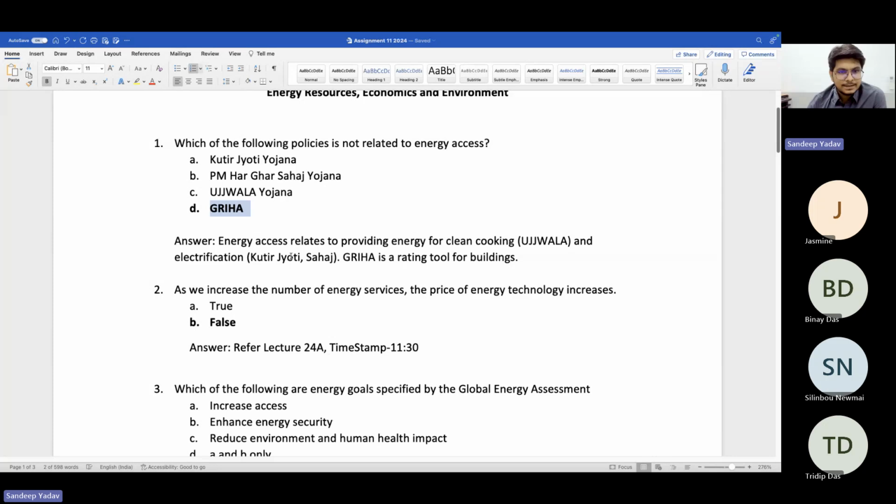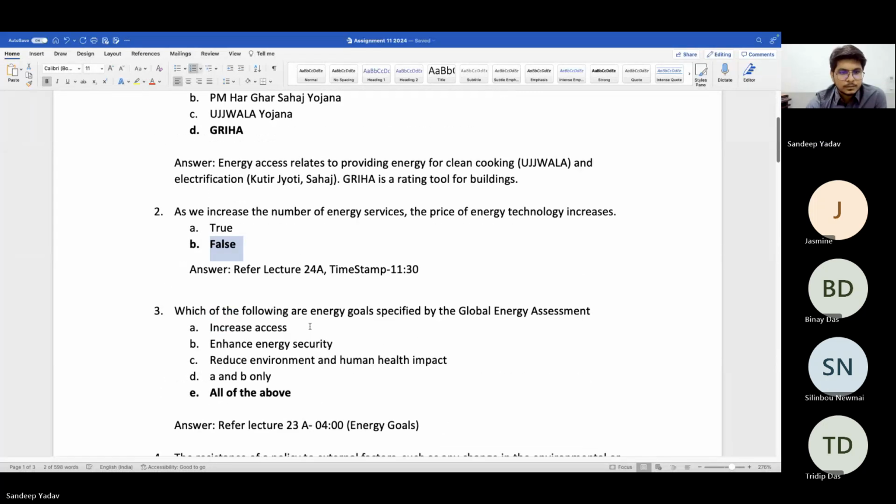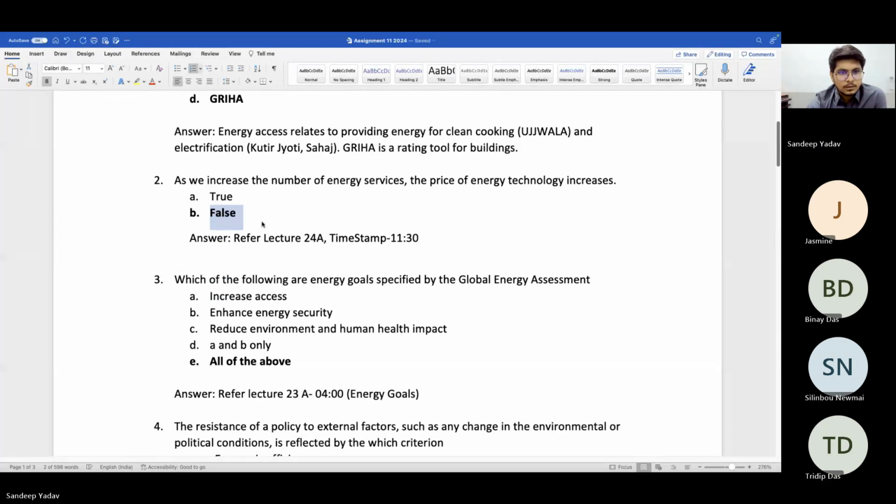Question number two: as we increase the number of energy services, does the price of energy technologies increase or decrease? As we increase the number of energy services, the price of energy technology decreases. So that statement will be false. Sir, how does it decrease? This means I have to go through the slides. If you need details, you can go through them. If not, then you can come back to me. Okay.